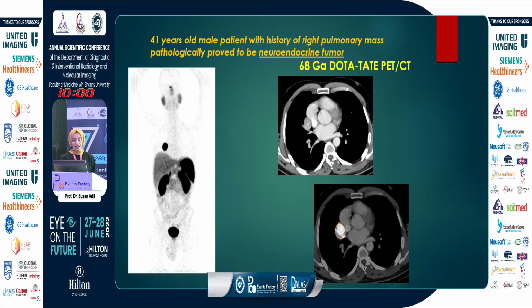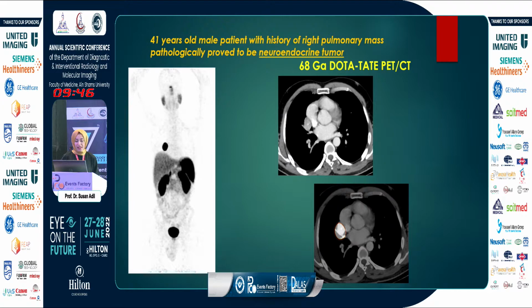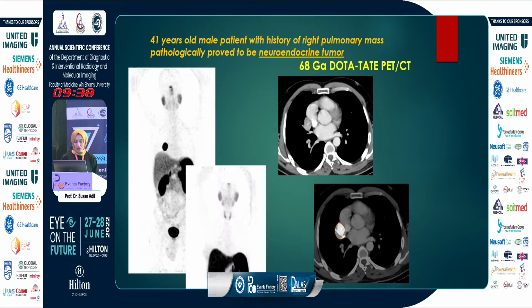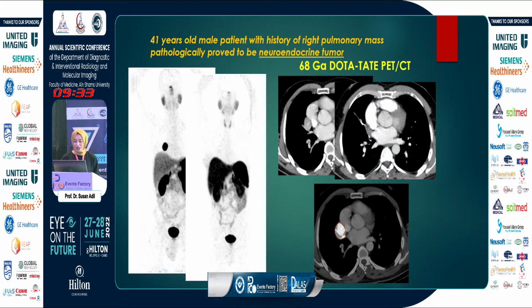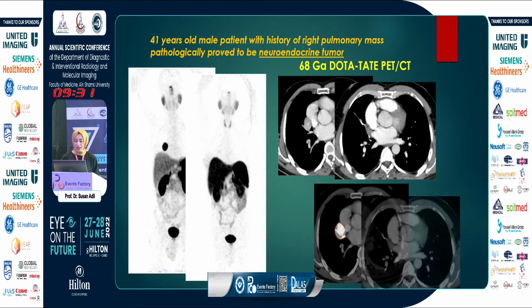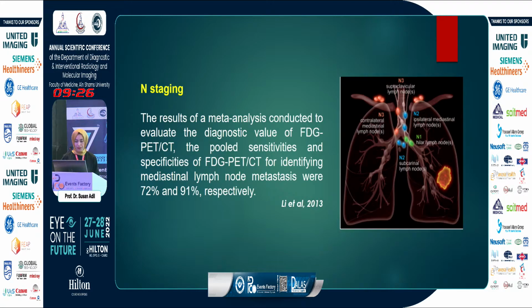As shown in this case, this patient had a right pulmonary mass histopathologically proven to be a neuroendocrine tumor. The whole body gallium dotatate PET-CT revealed a right lung mass, parahilar, that is intensely avid for dotatate, and this patient came for follow-up after treatment, and the mass shows marked regression in size with no dotatate avidity, denoting necrosis.